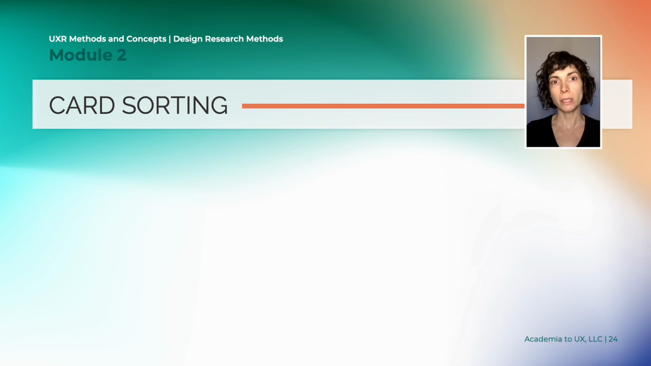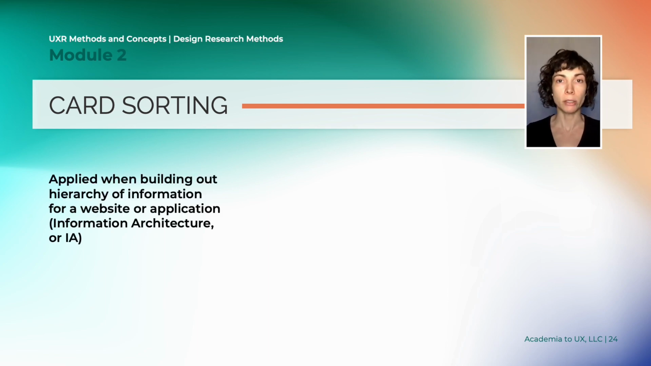Card sorting is often applied when building information architecture for a website or a web application. Information architecture, or IA, is a hierarchical nesting or presentation of information and calls to action as they appear to an end user of a website or digital application. The logic of information grouping and their subgroupings are identified through the act of card sorting.